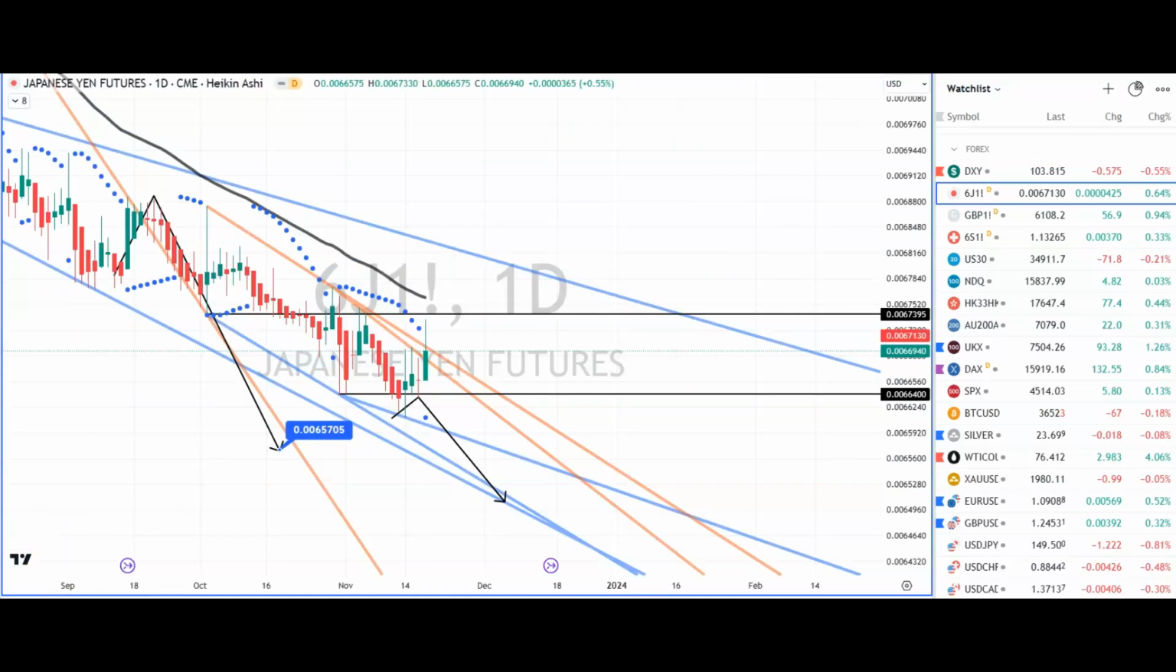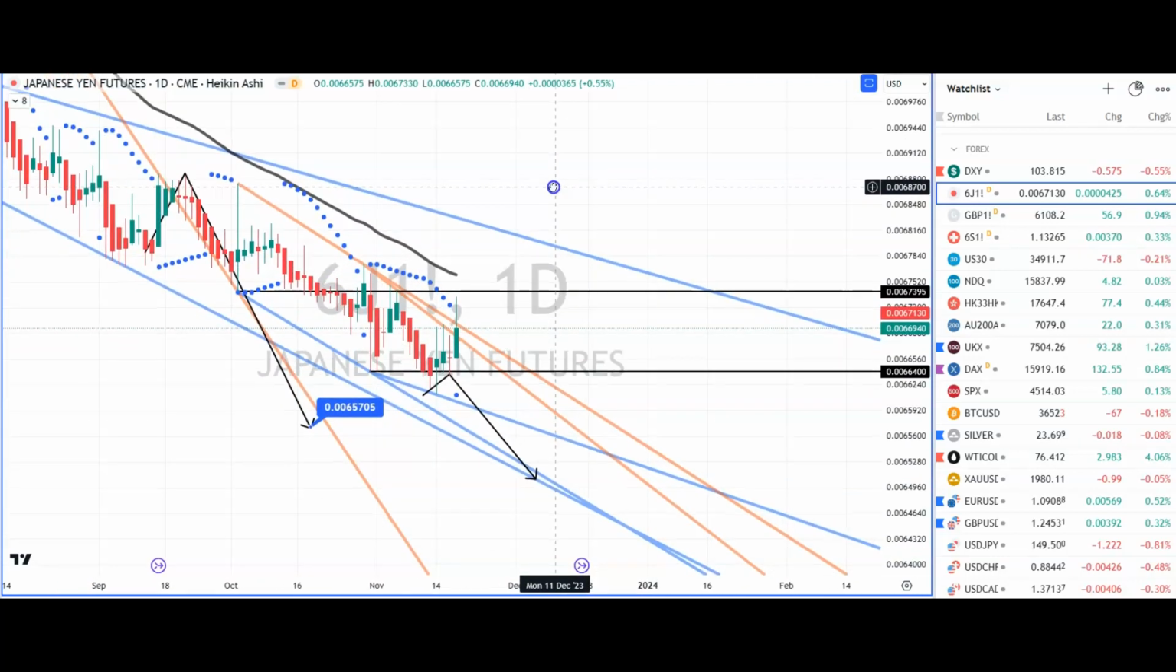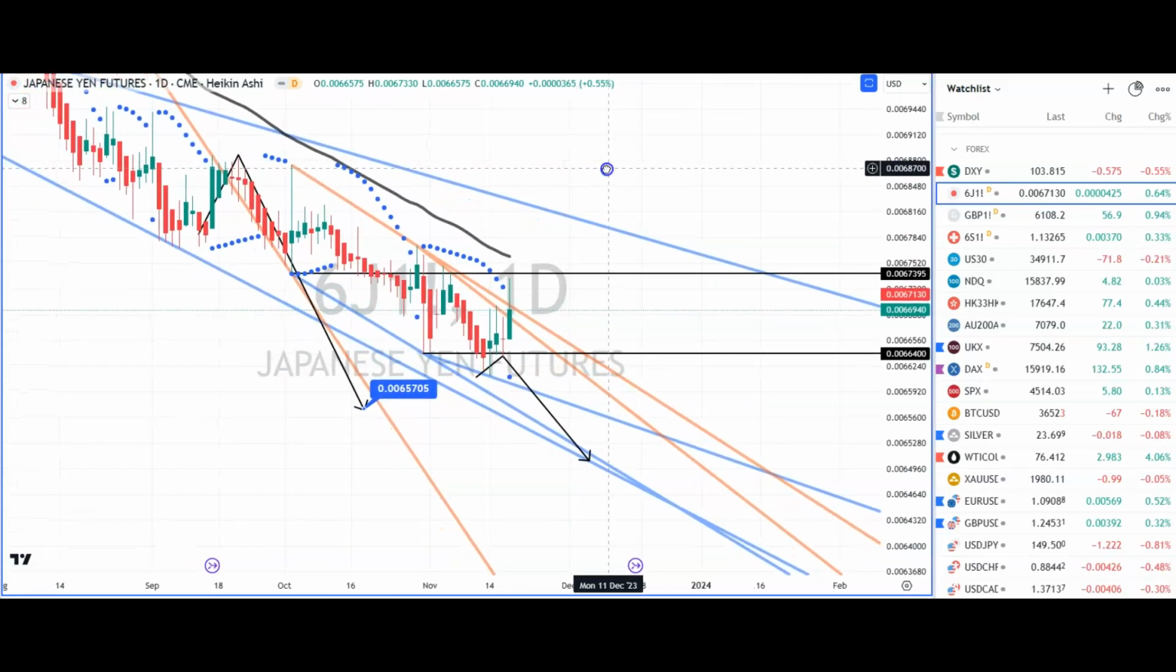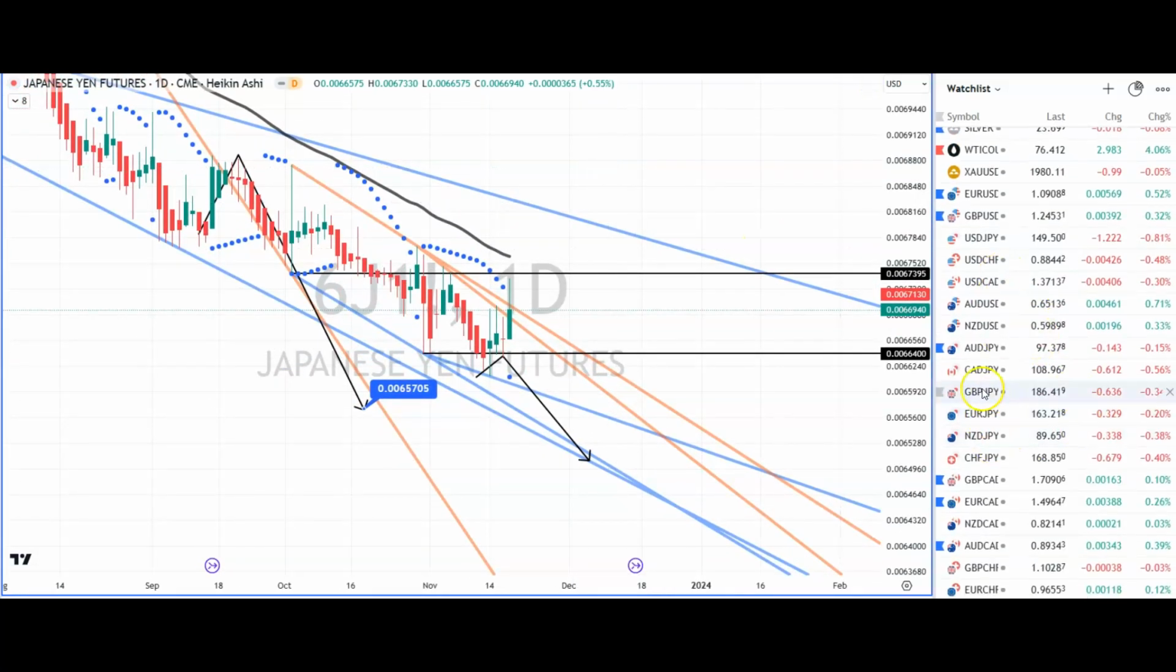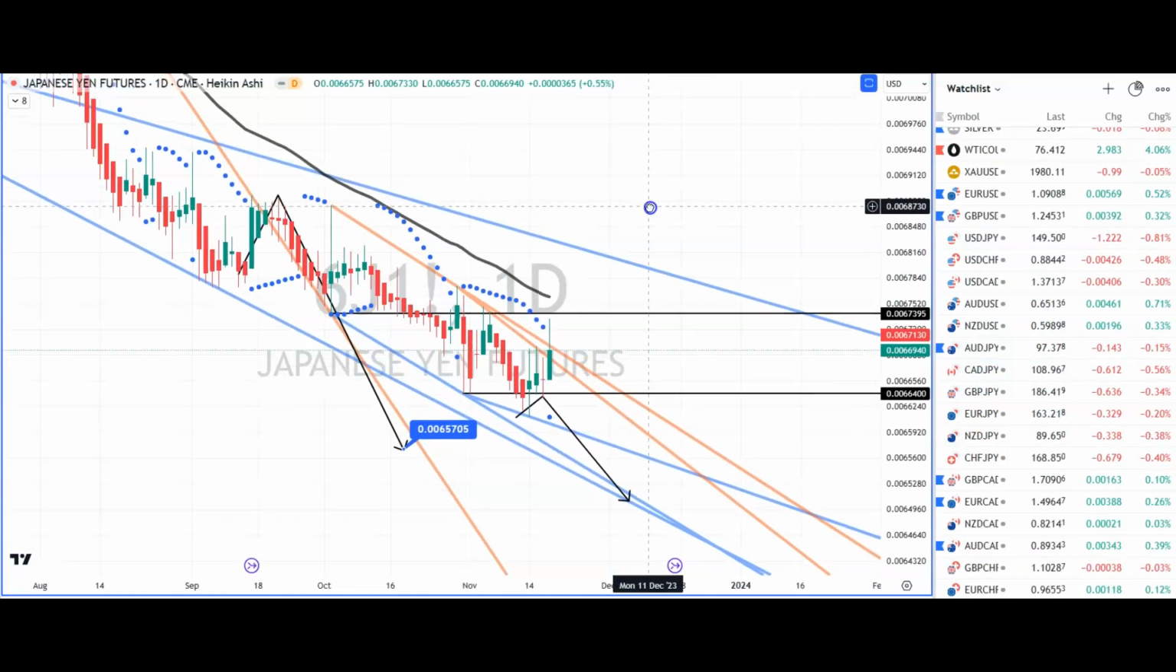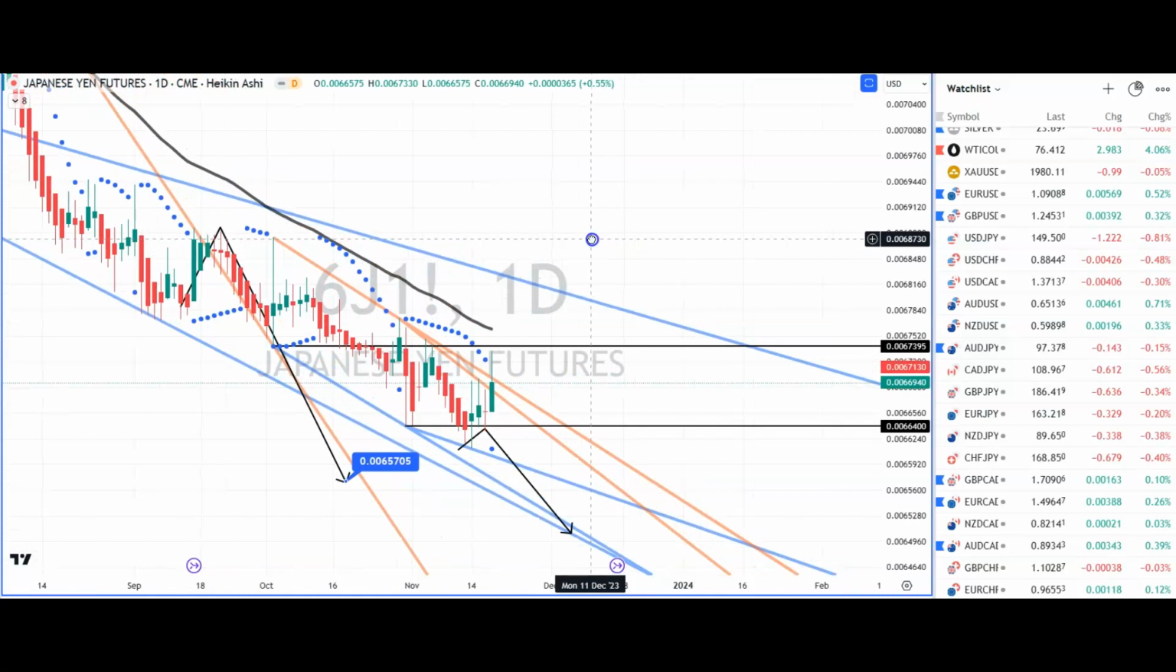Onto the yen futures. We use the yen futures not to trade, but to give us an idea of where the yen pairs are going. We've done really well in the last week or so, over 600 pips on the pound yen and the euro yen. They're no longer parabolic. So we've banked our money and happy days.